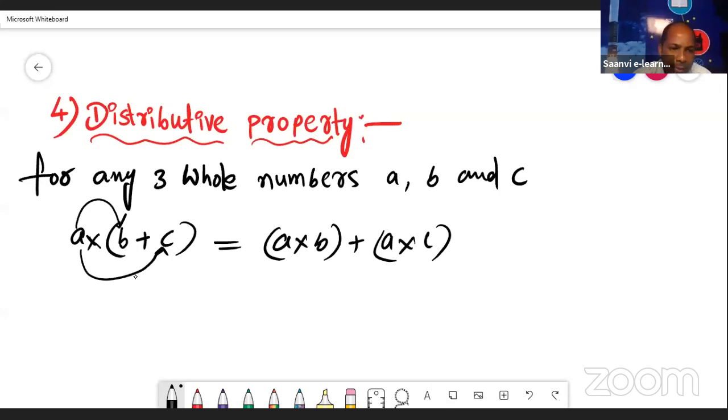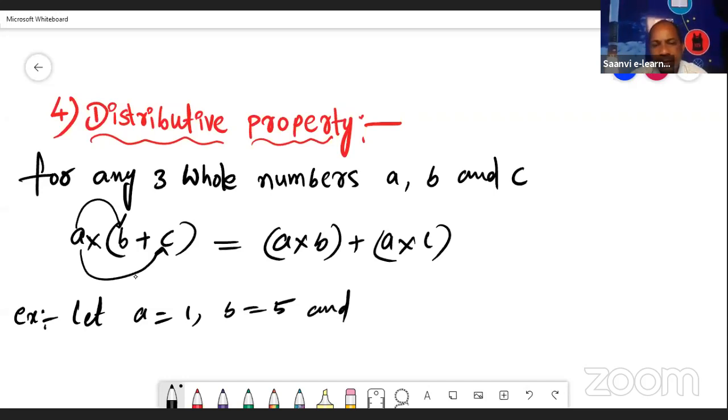Let us see with an example whether it is correct or wrong. Take any A, B, C values. Suppose I am taking A is equal to 1, B is equal to 5 and C is equal to 10. Any whole numbers we can take in the place of A, B, C. Now check this condition. What do we get when we substitute these A, B and C values?